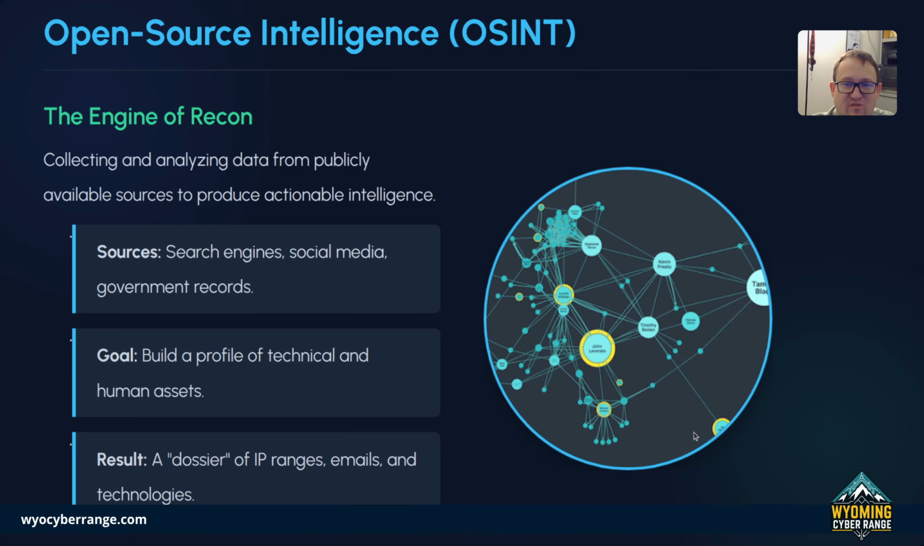So, more about OSINT. OSINT is the engine of recon. It stands for open source intelligence. You just heard me say it. We use it for different things like search engines, social media, government records. And we're looking for technical assets. We're looking for IP ranges, human assets like email addresses. We're looking for a whole bunch of information so we can help build a profile for the company.